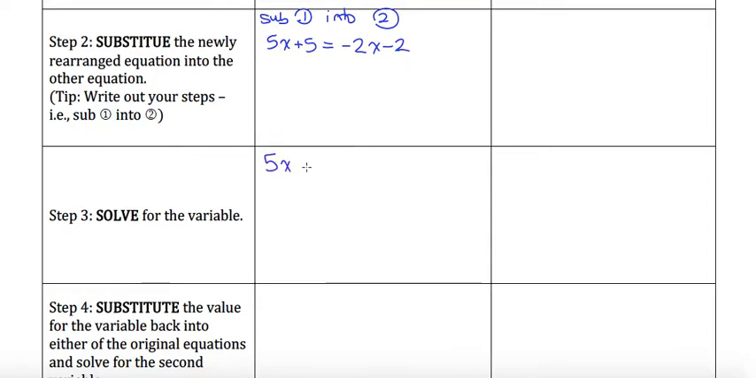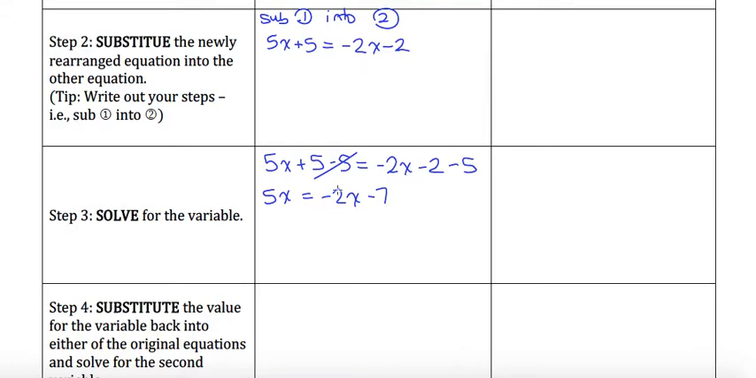So 5x plus 5, and then to get rid of the 5 on the left-hand side, I'm going to subtract it from both sides. So negative 5 is equal to negative 2x minus 2 minus 5. So the 5's disappear from the left-hand side. So I have 5x is equal to negative 2x, and negative 2 subtract 5 is negative 7.